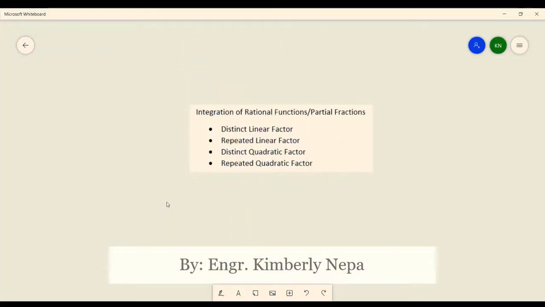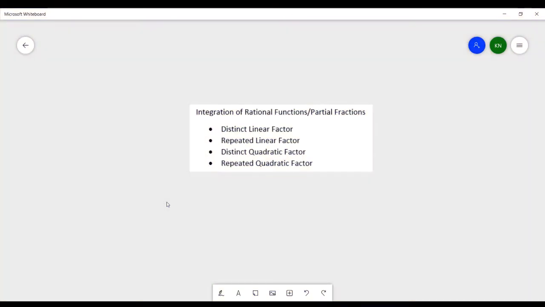Hello everyone, we are back again with another video, and for today's video we will be discussing the third type of partial fraction, which is the distinct quadratic factor.